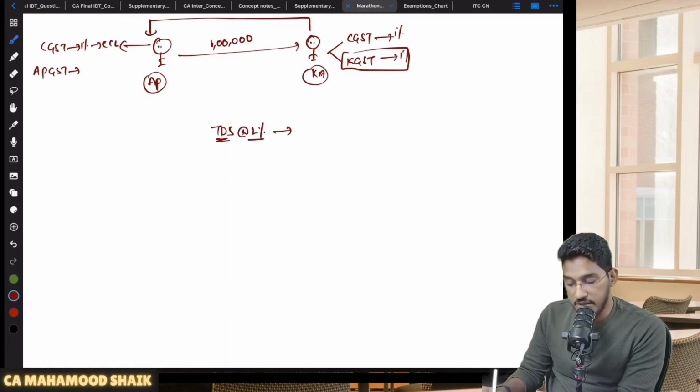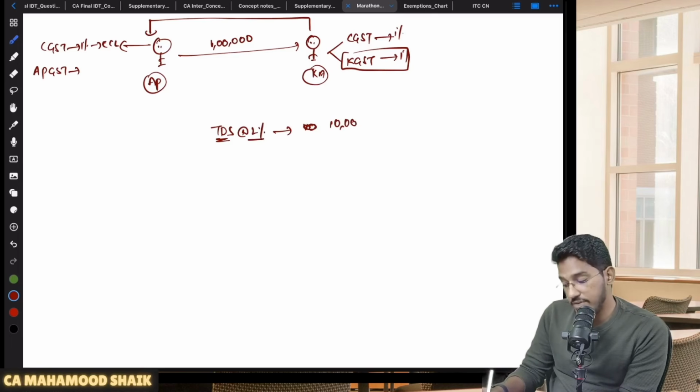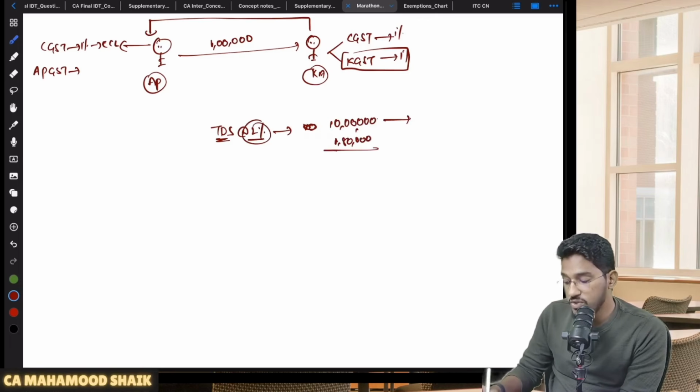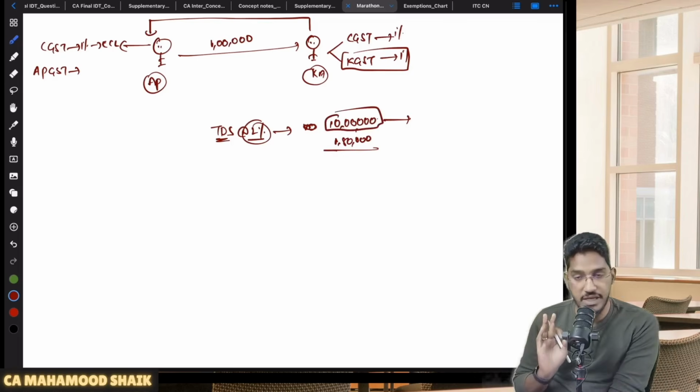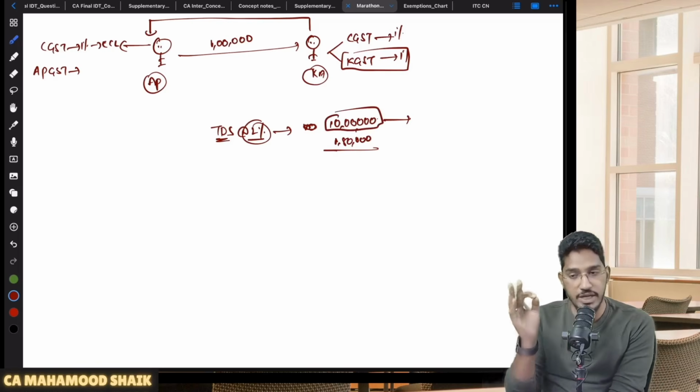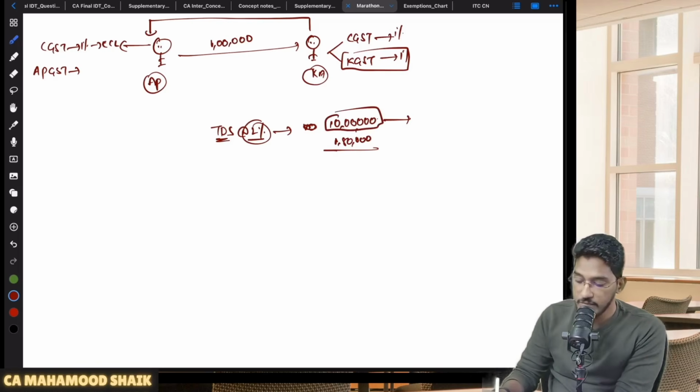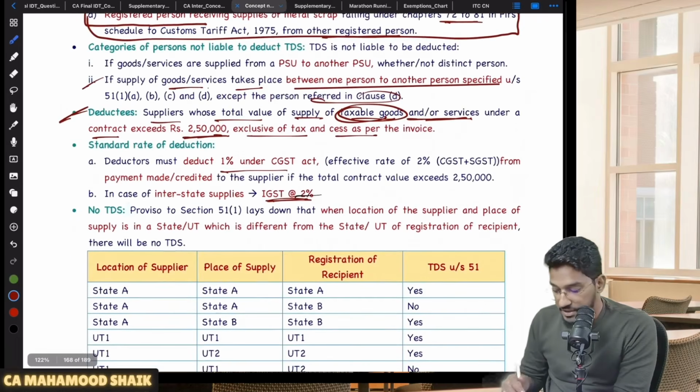From which value will you deduct it? Will you deduct it on the value of supply? Let us say 10 lakhs is the value of supply, and 1,80,000 is the applicable GST. Will you deduct that 2% on this 10 lakh rupees or on 11,80,000? You are required to deduct the TDS on the value exclusive of taxes, not inclusive of taxes. Okay, so that's what we try to say here.